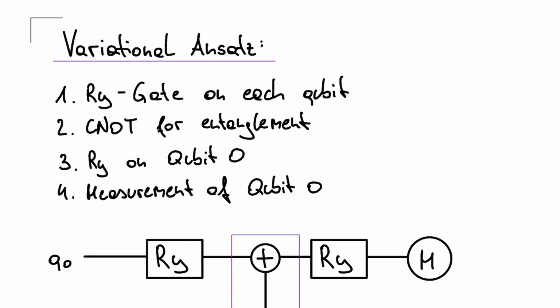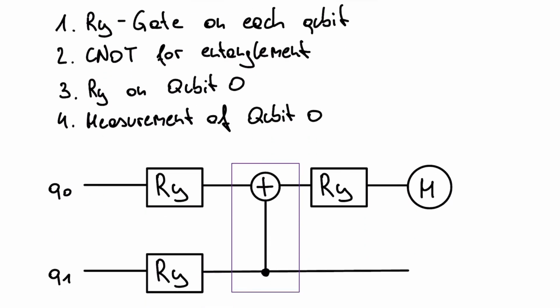So this is, in essence, how our variational ansatz works. First, an RY gate on each qubit, then the CNOT gate for entanglement, then another RY gate on qubit 0, and then the measurement of qubit 0. Notice that we don't care what value qubit 1 takes. Whether it's 0 or 1 makes no difference, because we never measure it. From the perspective of our classifier, states 0, 1 and 1, 1 are equivalent. They both mean output 1. Similarly, 0, 0 and 1, 0 both mean output 0.